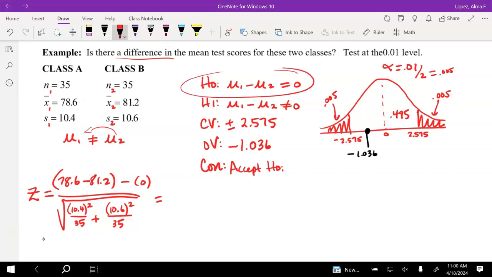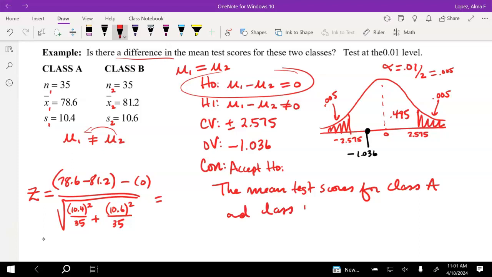So I agree with this guy. But remember, in order to be able to write what he says, you have to move the mu sub 2 back over to the other side. So I need to say mu1 is equal to mu sub 2. Remember, you're looking to see if there's a difference in their mean test scores for these two classes. So you're going to be able to say the mean or average test scores for class A and class B are the same.